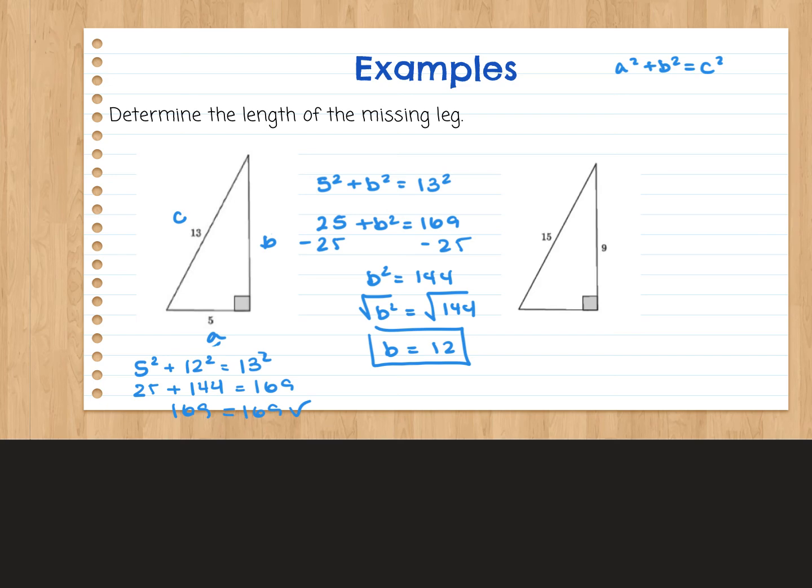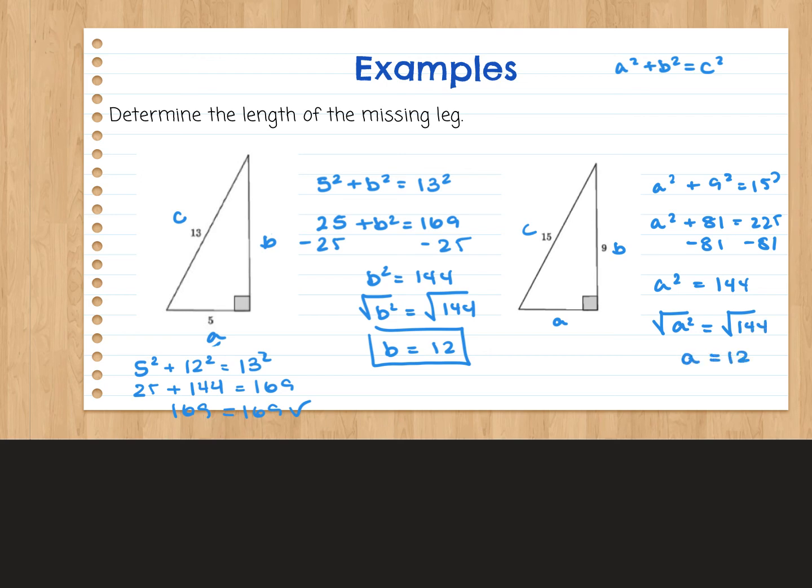All right, same process over here. We're missing a value, so we can label that A, B, and C. So we have A squared plus 9 squared is equal to 15 squared. A squared plus 81 is equal to 225. We're going to subtract 81 from both sides of our equation. So 225 minus 81 is going to give us 144. A squared is equal to 144. We're going to take the square root of A squared and take the square root of 144, and A is going to be equal to 12.